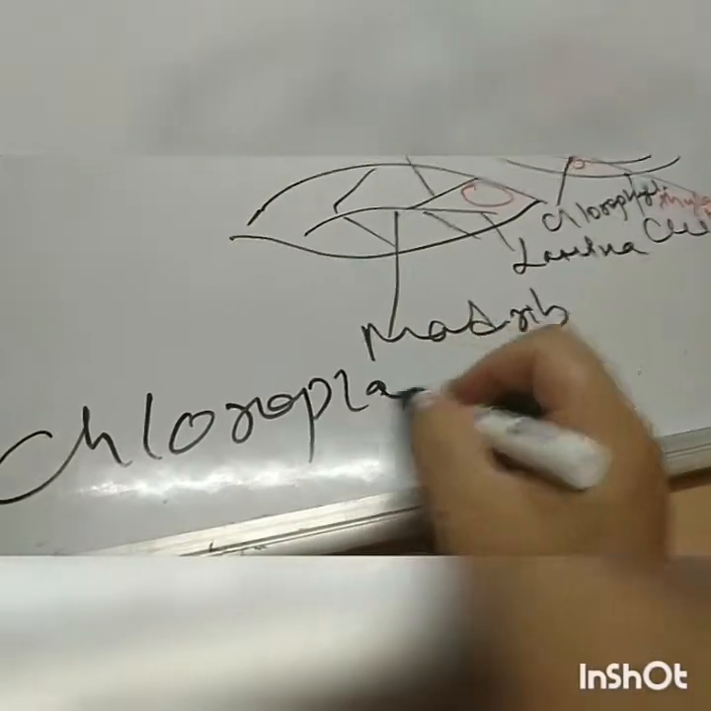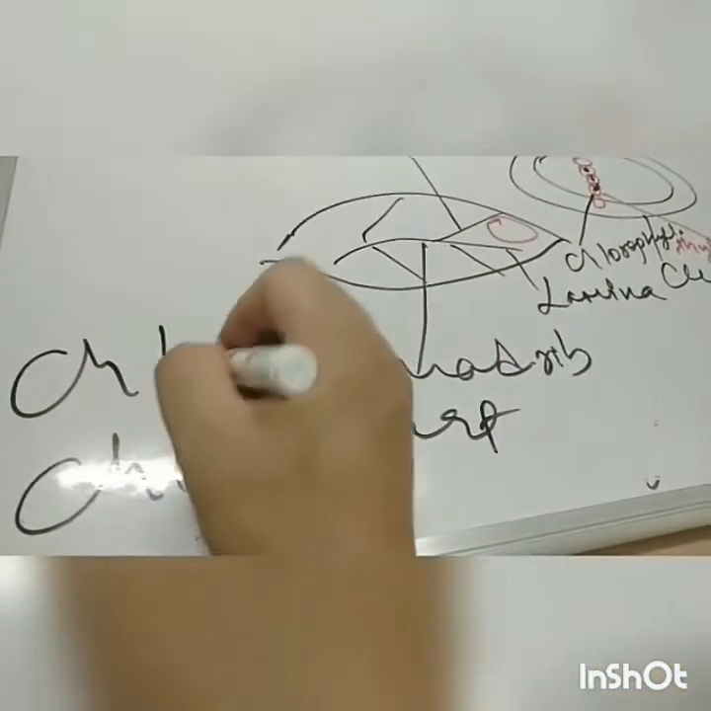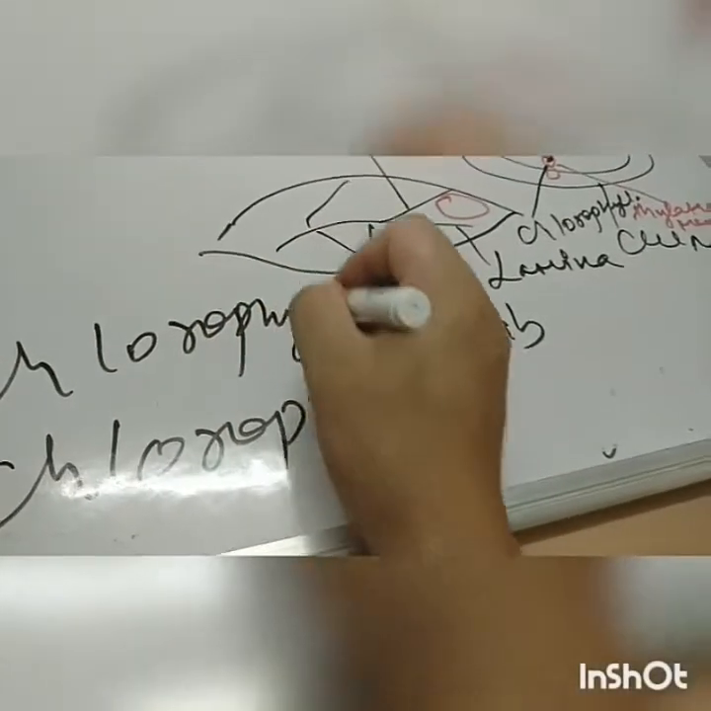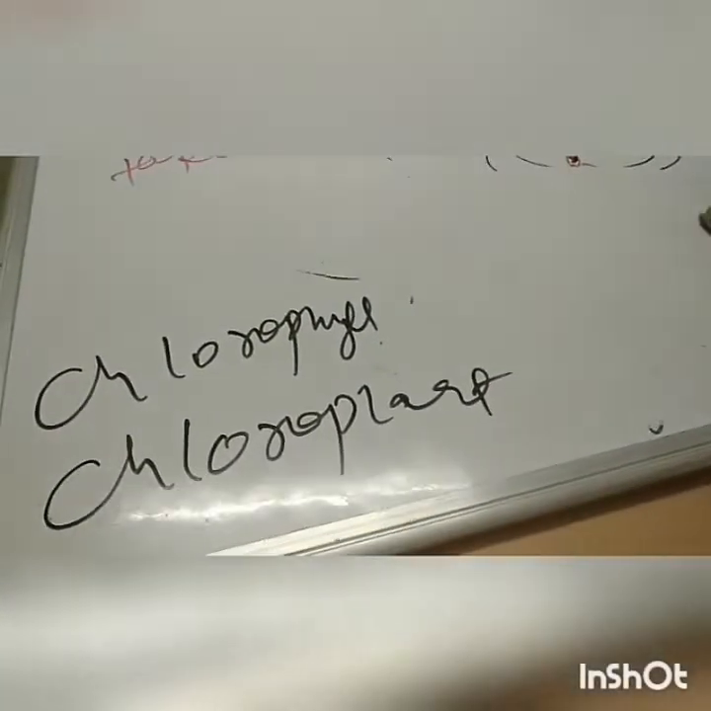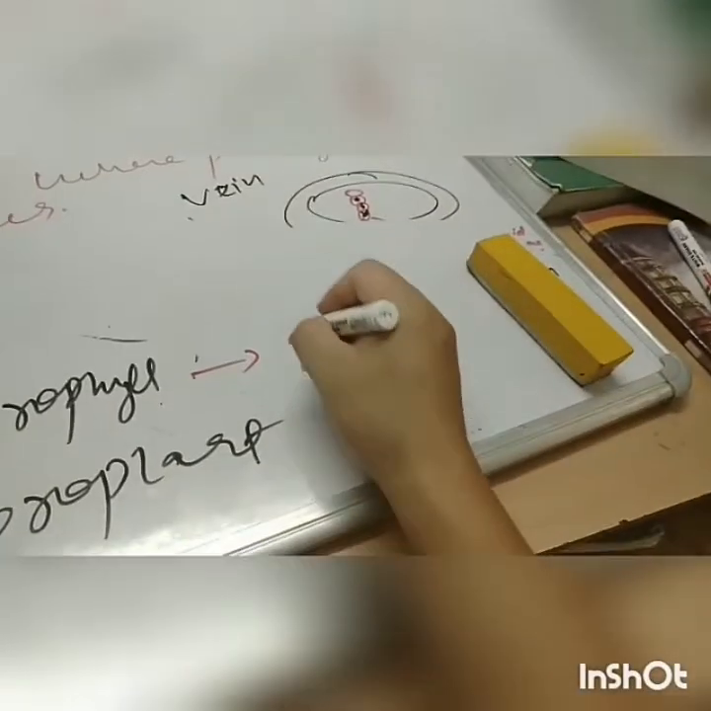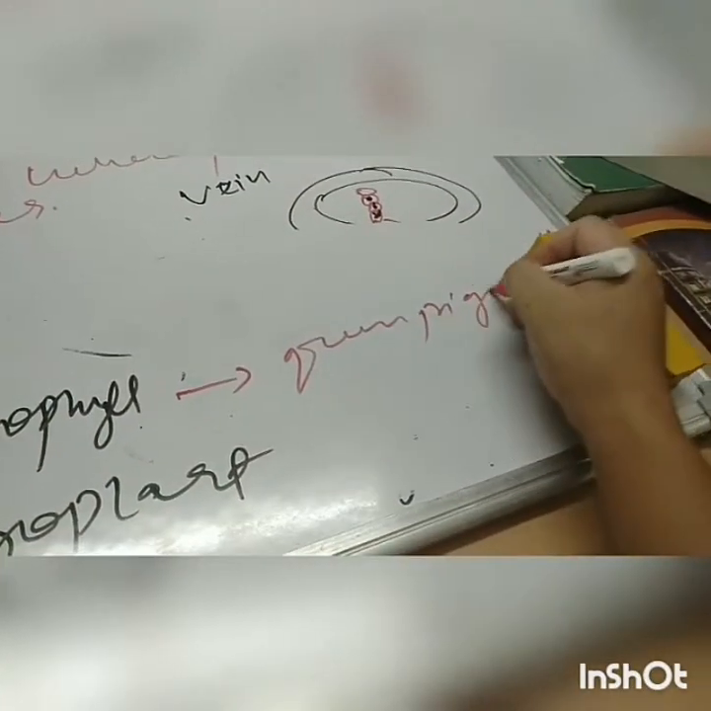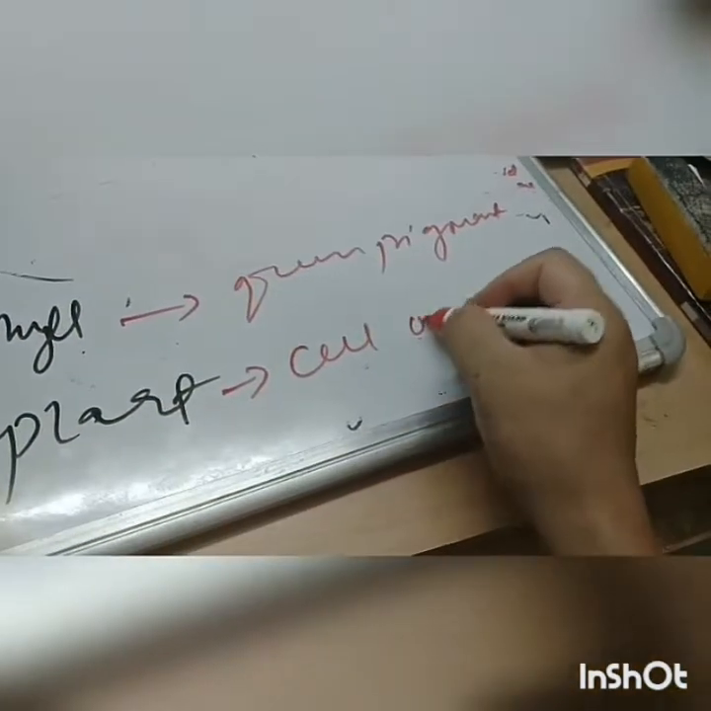So you should always understand the difference between chlorophyll and chloroplast, right? Chlorophyll is a green pigment, and chloroplast is a cell organelle. Chloroplast is a big structure.